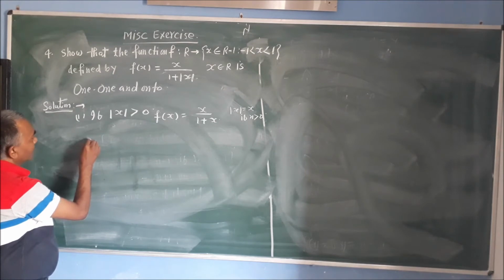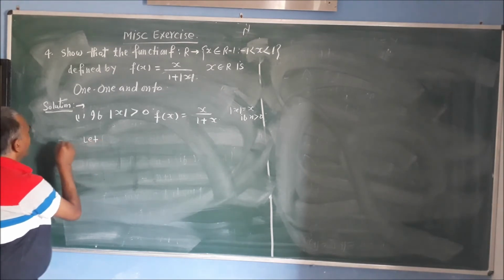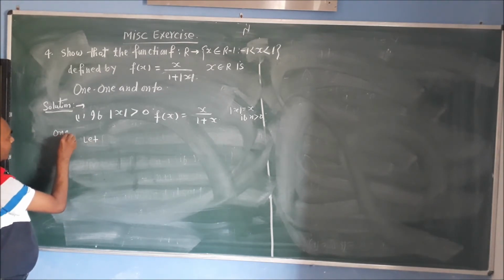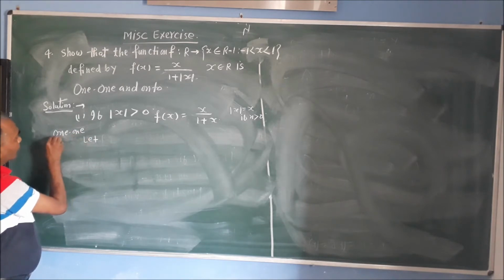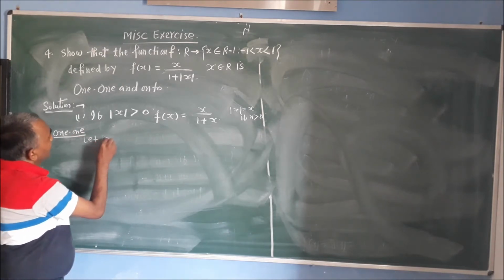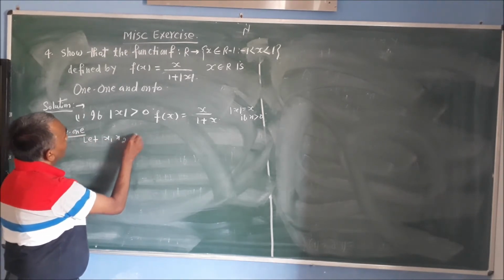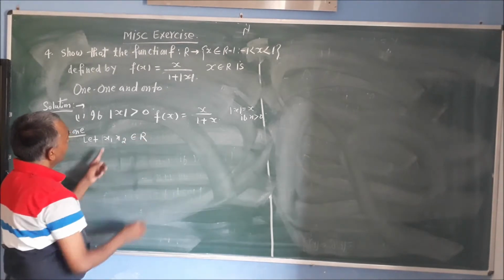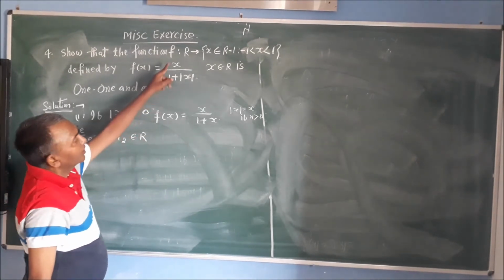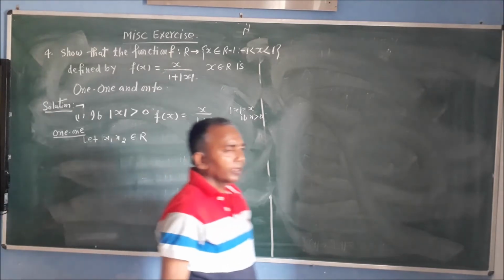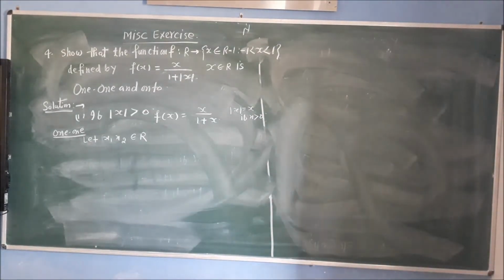So we can write, we have to prove first one-one function. First we have to prove one-one. To prove one-one, let x1, x2 belong to R. Here x1 and x2 are two numbers in the real numbers. Then what we will write?